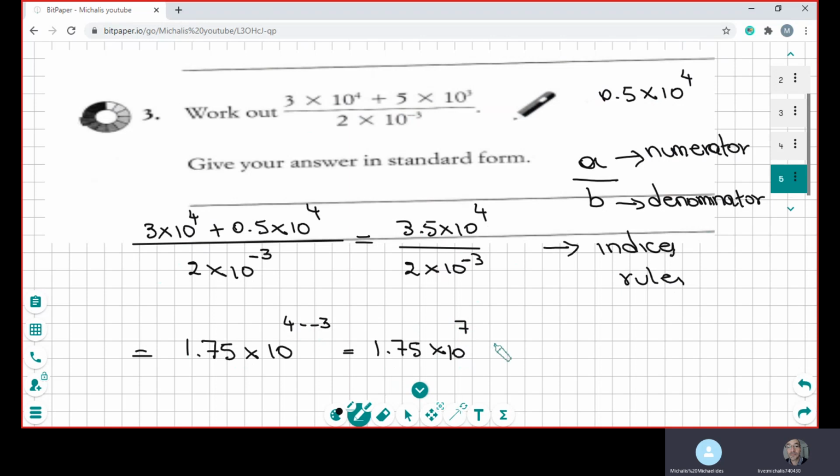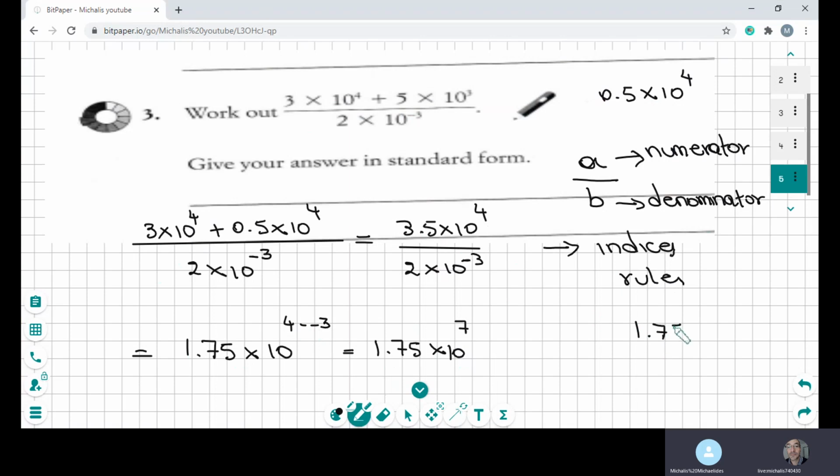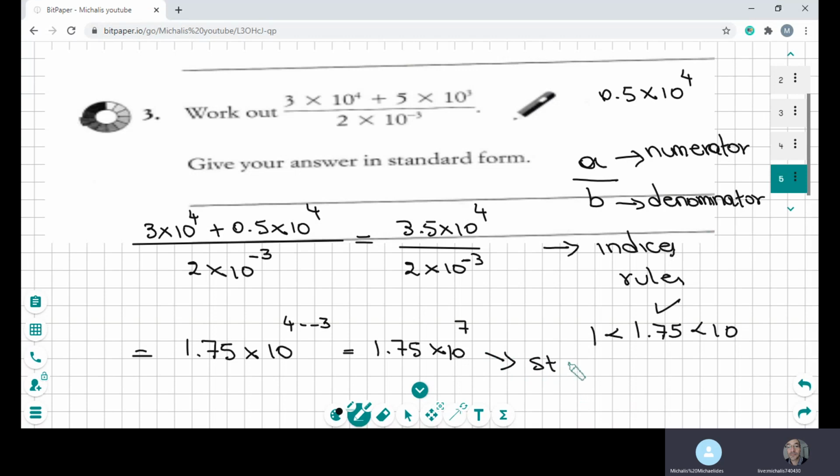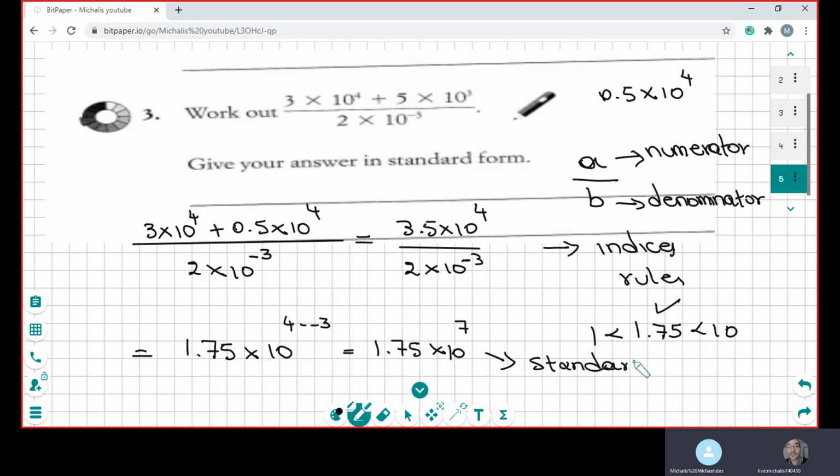And this number is in standard form because the 1.75 is higher than 1 and lower than 10. So it satisfies the conditions. And also the other is a power of 10, which is also true. So this is in standard form. And that's all I can do here, nothing else. And this is the answer. Give you your answer in standard form.